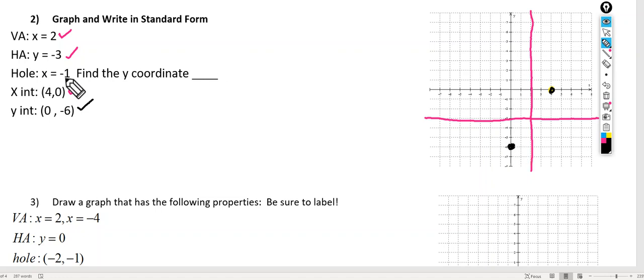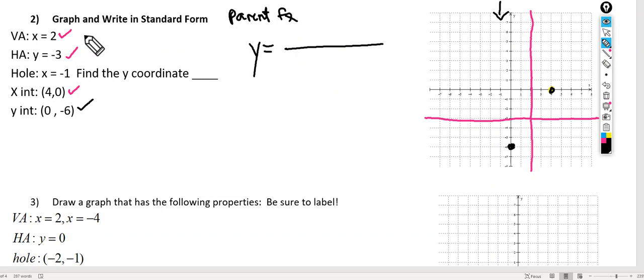All right. And then I have a hole, but I don't really know where to put it besides that it's somewhere on this vertical placement here. Okay, so now that I have a lot of these things drawn, I notice that there's only one vertical and one horizontal, which means it's going to look like the parent function. Okay, but I'm going to go ahead and start placing my factors based on the characteristics I have.